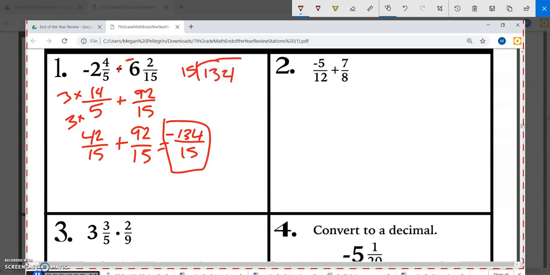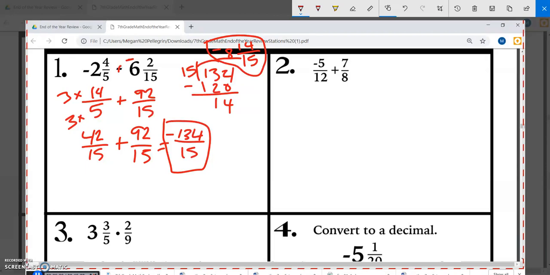So 15 will go into 13 0 times. It'll go into 134 8 times. 8 times 15 is 120. So I subtract. And 15 won't go into 14. So I have 8 and 14 15ths. Okay, and it is negative. So those are the two options of answers. Okay. You could have the decimal answer, but probably not.